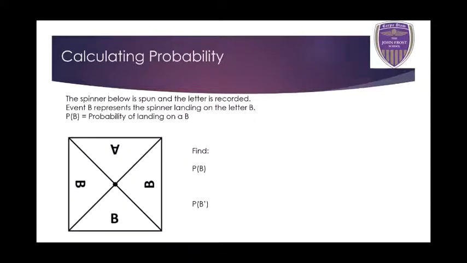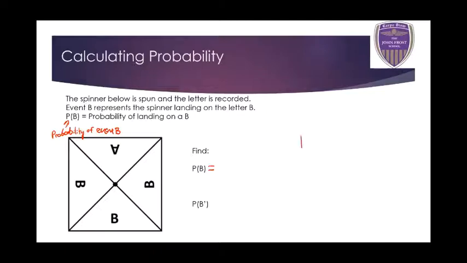The spinner below is spun and the letter is recorded. Event B represents the spinner landing on the letter B. Therefore, P of B is equal to the probability of landing on a B. Remember, this P here just means probability of, in this case, event B. And we're told that event B is when the spinner lands on a B. So we need to find the probability of the spinner landing on the letter B.